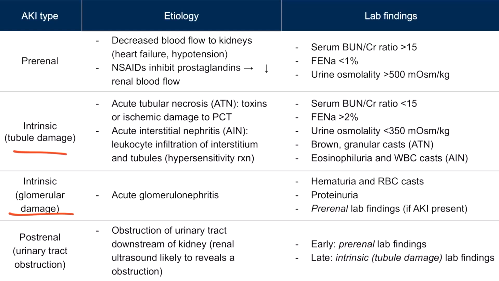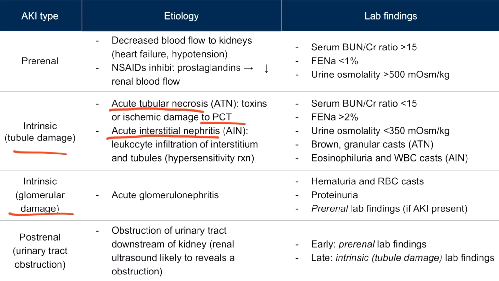The primary causes here are acute tubular necrosis and acute interstitial nephritis. Acute tubular necrosis occurs when there's toxin-mediated damage or ischemic damage to the proximal convoluted tubule. Now, the PCT is especially susceptible to things like toxins and ischemia, which is why we're pointing out that it's the PCT here that gets injured.